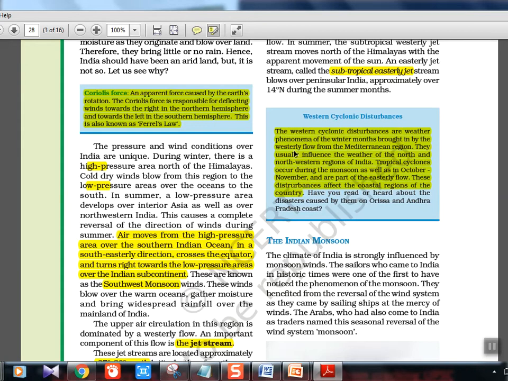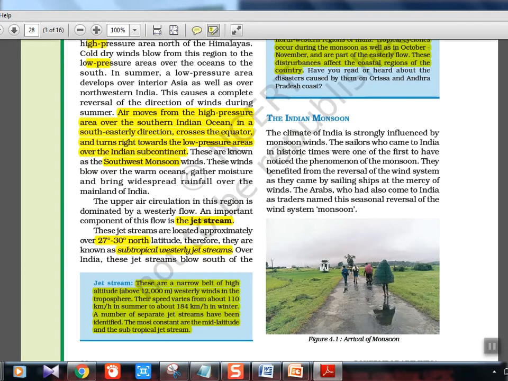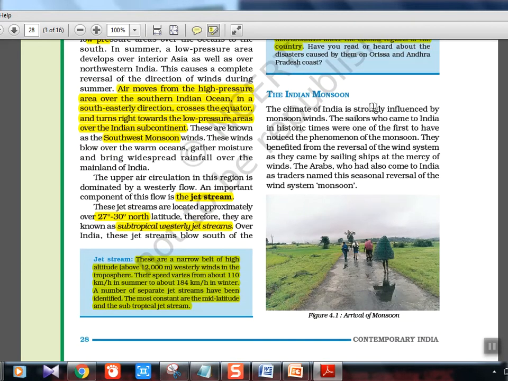So that is about the western disturbances. We are just trying to get a feel of all these things. Technical things we'll see in higher classes, so don't think that I'm not understanding anything, just understand the different phenomena which are happening across the world. Now, Indian monsoons. The climate of India is strongly influenced by monsoon winds.